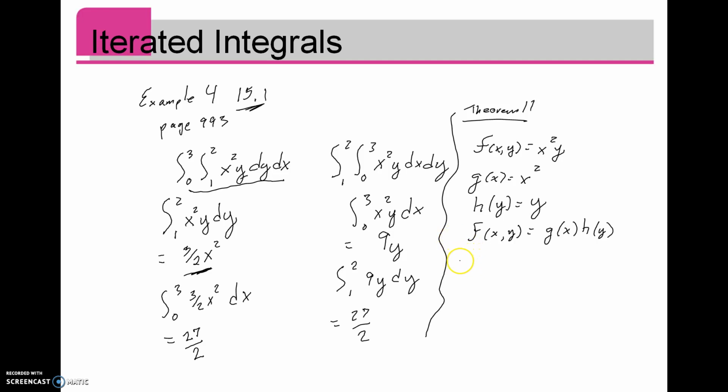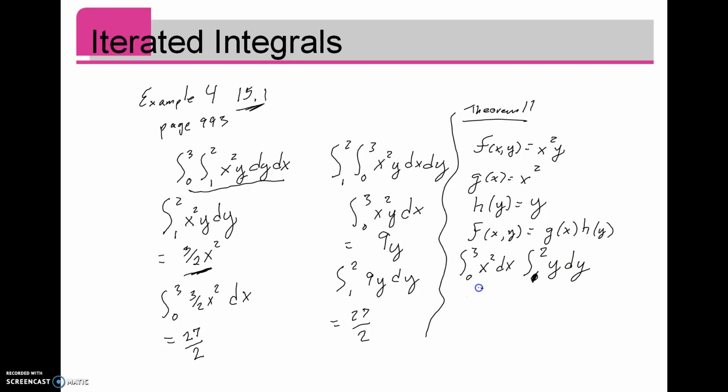So using theorem 11, we can integrate these two functions separately. So we take g of x, which is x squared, right? We're doing that from 0 to 3, x squared, which is our g of x, with respect to dx. And we can basically just multiply by the integral from 1 to 2 of y dy. Great.